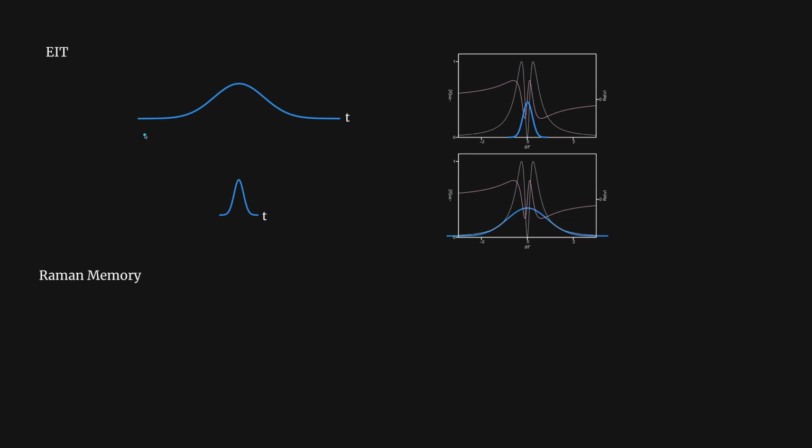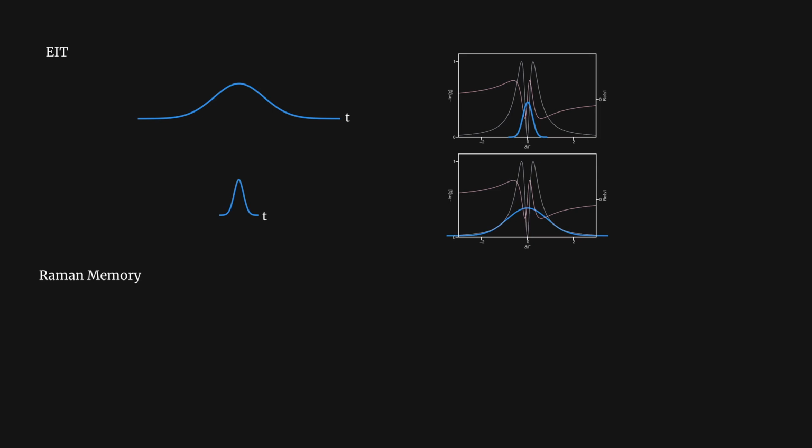To understand why this is interesting, if we have a pulse that is wide in time, it will be narrow in the frequency domain. In EIT, we have a very narrow transparency window within which we try to fit our pulse. However, if we compress the pulse in time, then it's going to be wide in the frequency domain. Thus, we're going to lose efficiency as more of the pulse lies outside the window.